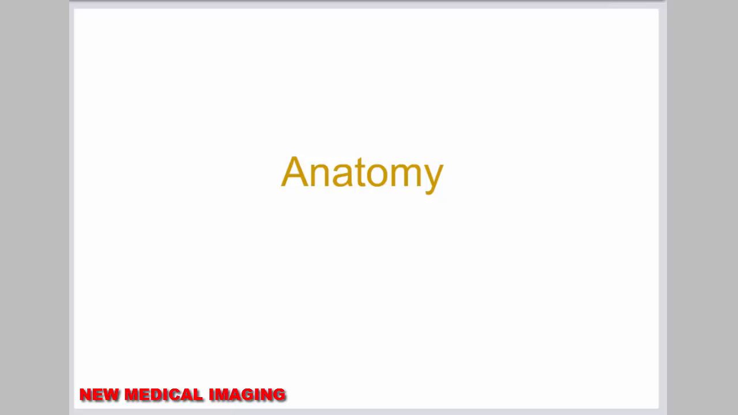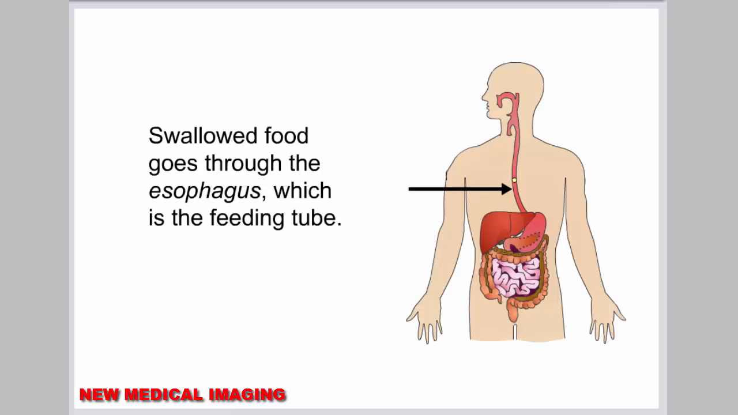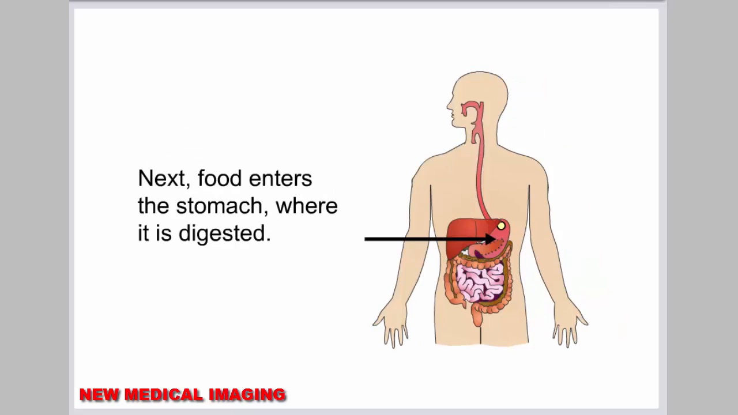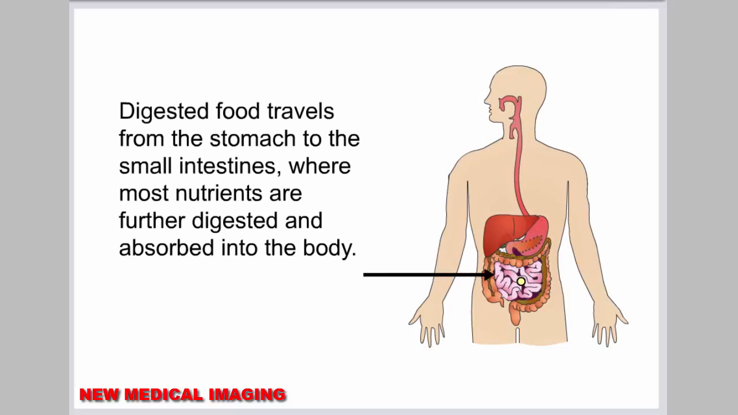Anatomy. Swallowed food goes through the esophagus, which is the feeding tube. Next, food enters the stomach, where it is digested. Digested food travels from the stomach to the small intestines, where most nutrients are further digested and absorbed into the body.